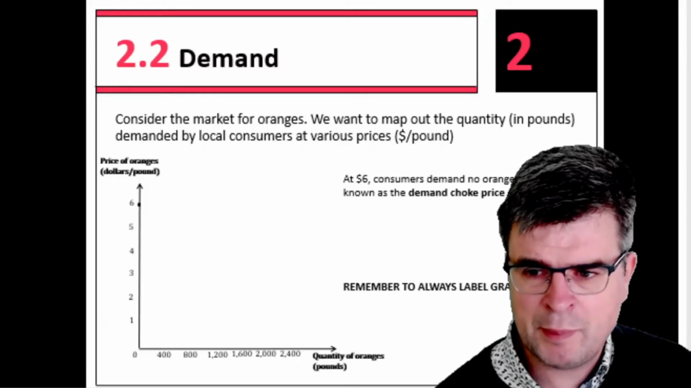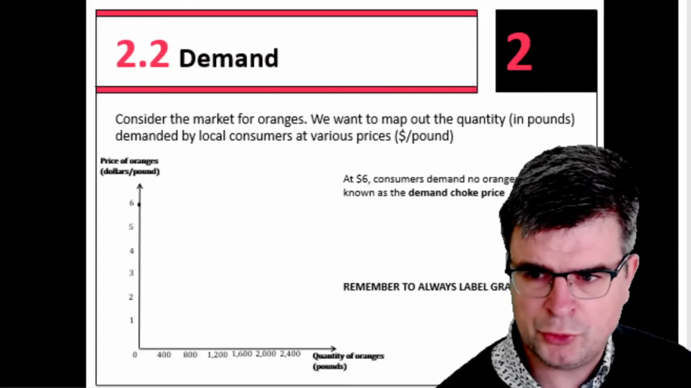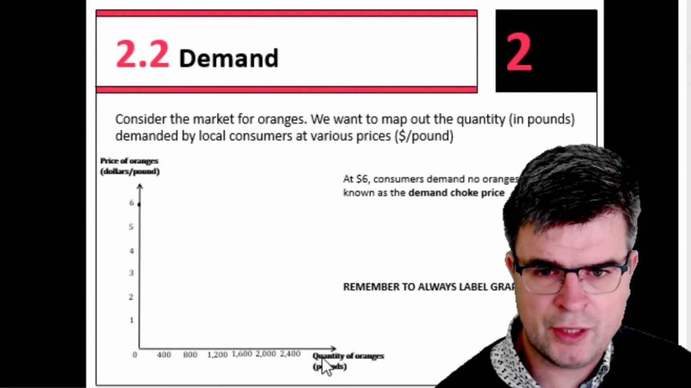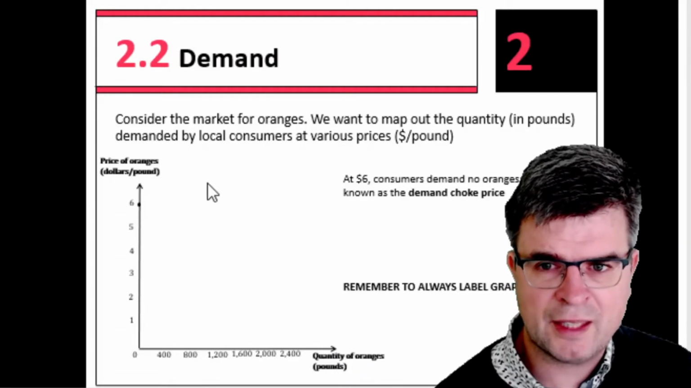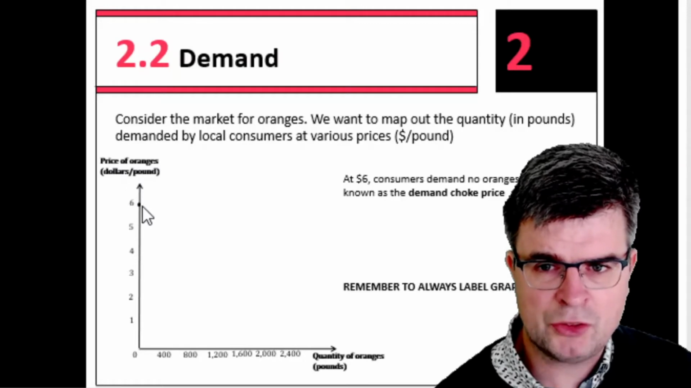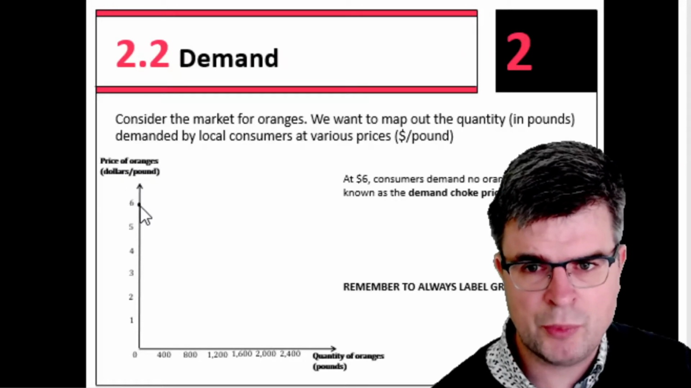So always remember, you should label your graph, you should put names on the graph on what's on it. So you should have here the quantity on the x-axis and the price on the y-axis. And the demand choke price is the intersection with the y-axis.